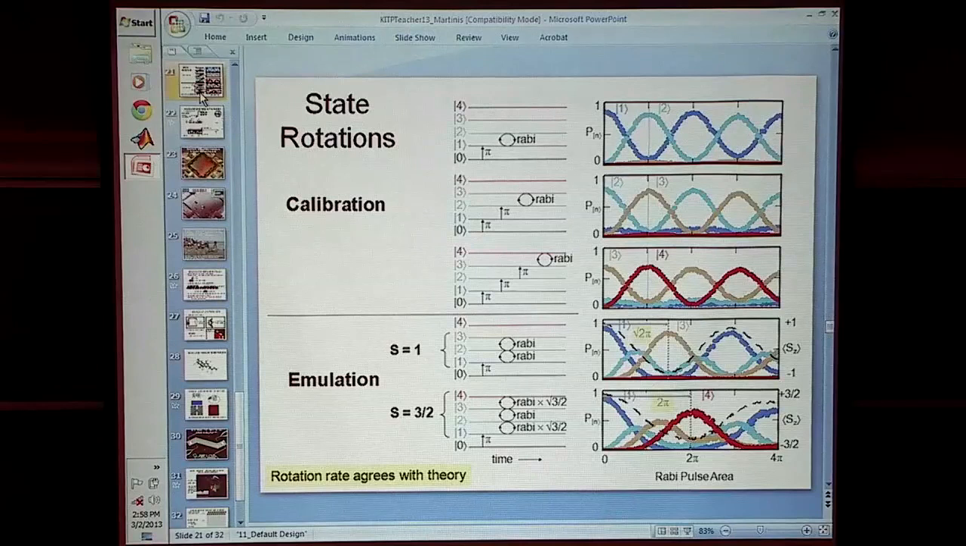What's happened is this data was a few years old. We could do operations here in 10, 20 nanoseconds, and the memory would be like 300 or 400 nanoseconds. We now can make the memory 100 times better, to 30 microseconds, so that loss is very tiny. Because that ratio is so good, we think we can store and manipulate quantum information and do a lot more neat experiments with it.